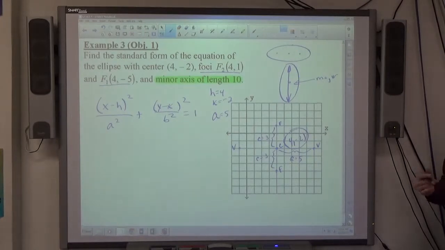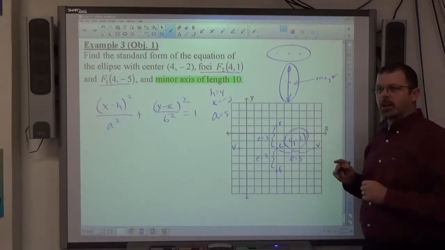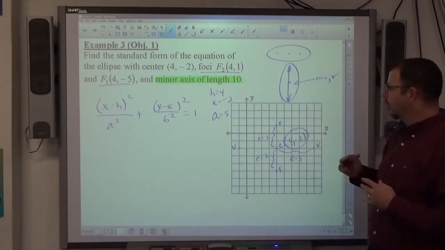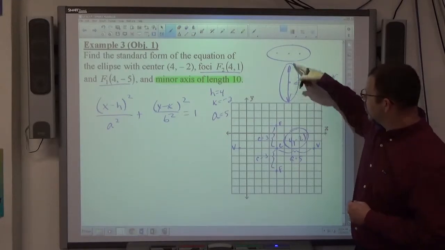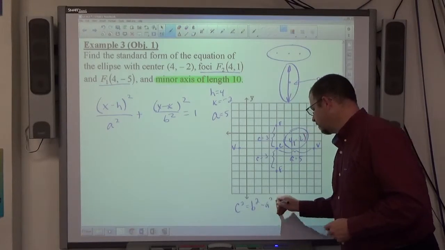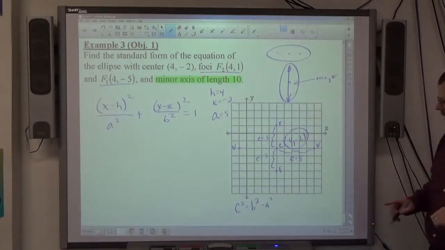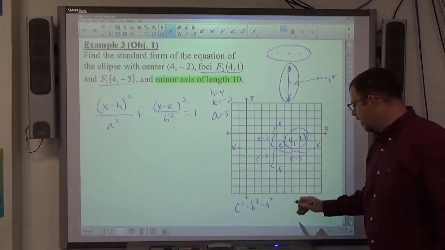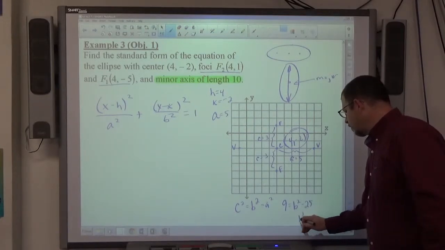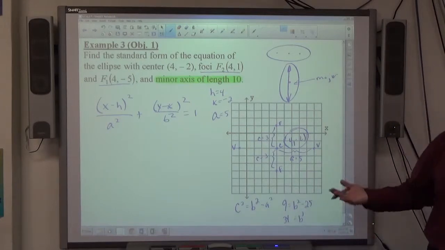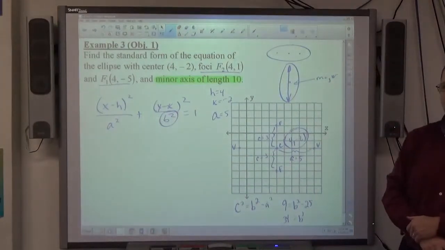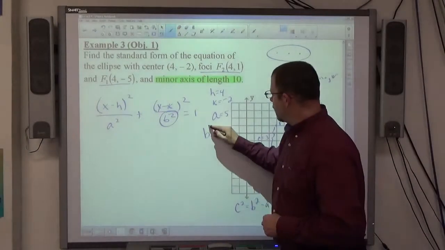What I do know about b is that a, b, and c are related to each other. Either c squared equals a squared minus b squared, or c squared equals b squared minus a squared, depending on which one's major. The major one's vertical, so b is bigger. So c squared is equal to b squared minus a squared. With c equal to 3 and a equal to 5, 9 is equal to b squared minus 25. So b squared is equal to 34, which means b equals the square root of 34. But notice that b squared is in our formula anyway, so it's fine to know b squared is 34.